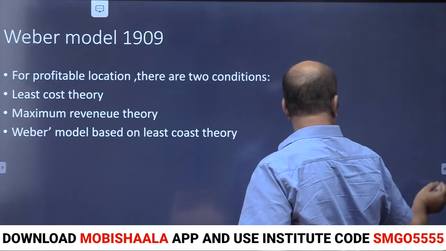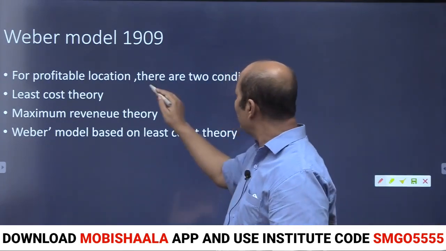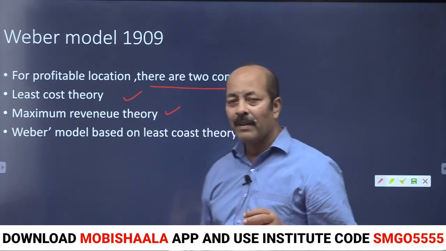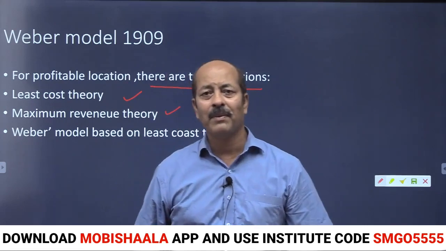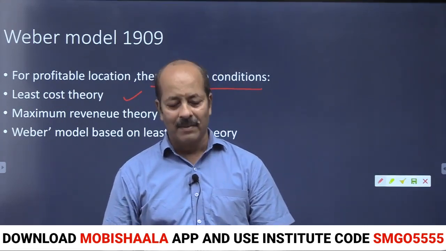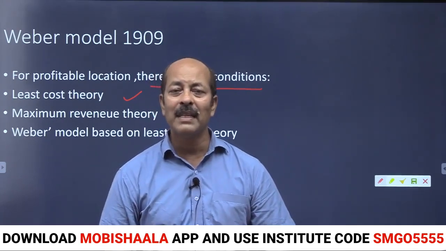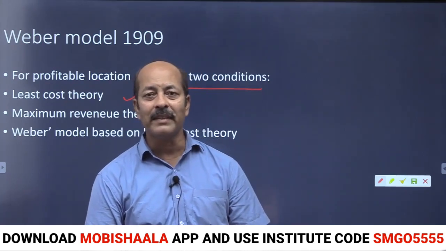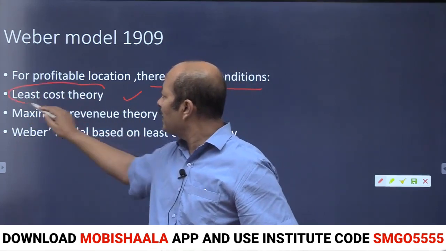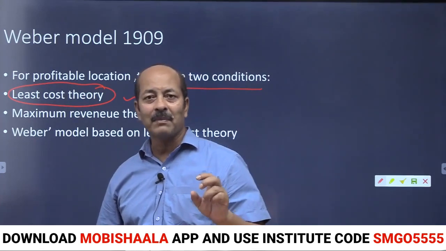Now see, Weber emphasized two things here. Profitable location can be in two ways: least cost and maximum revenue. There can be two types of approaches for the location of industry. The first can be the least production cost, and the second can be the maximum revenue generated in a particular area. We would emphasize the least cost theory, by transportation and considering the weight of raw material.